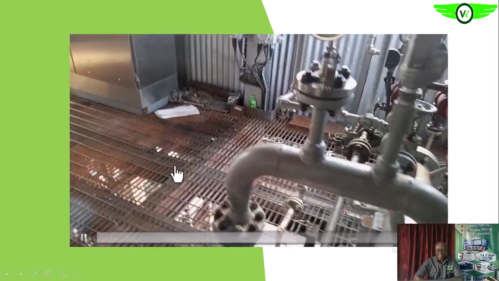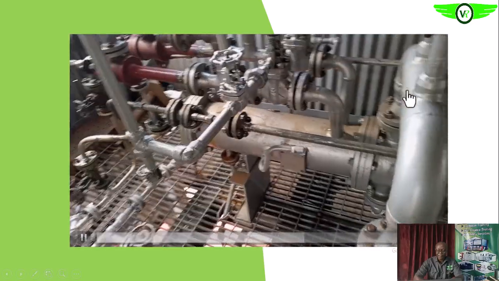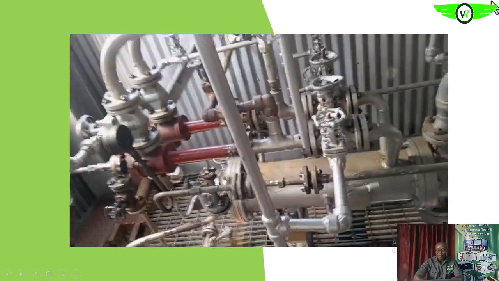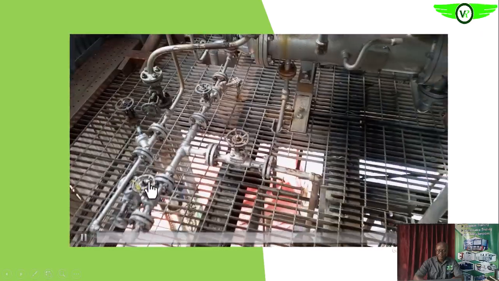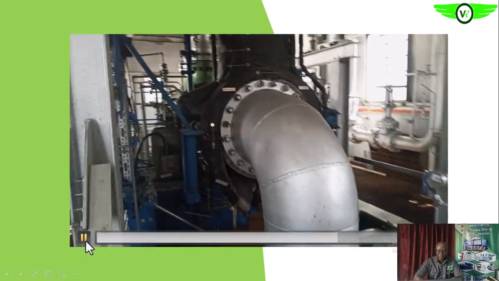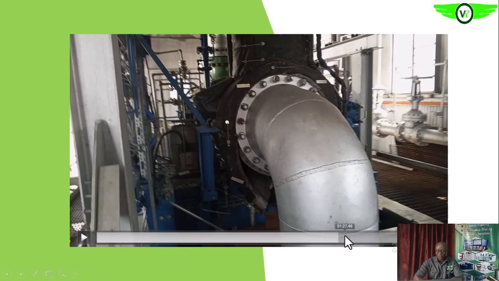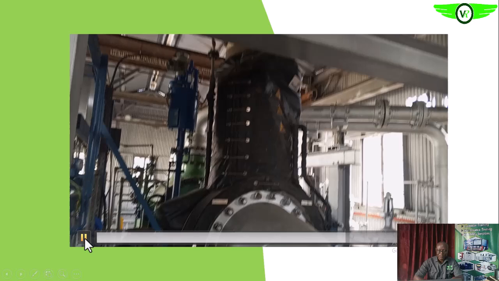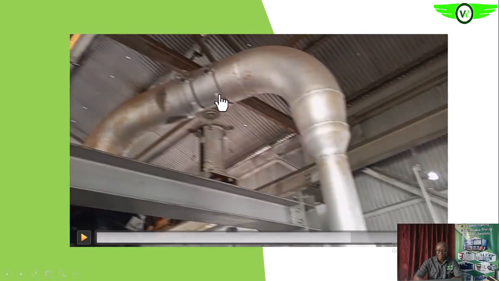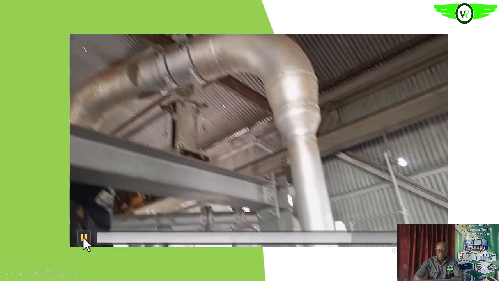So you see that condensate line is connected to this exhaust system down close to the condenser. This is the exhaust system, so all the vacuum is pulled, and all the non-condensables are pulled from here. So here we have the steam turbine. This is the exhaust and this is the intake to the steam turbine. So you see this is the intake to the steam turbine.